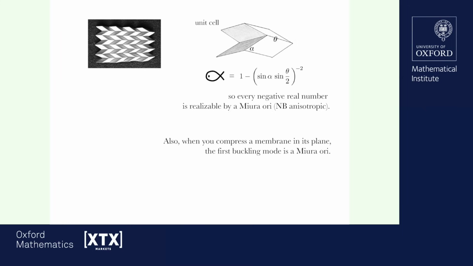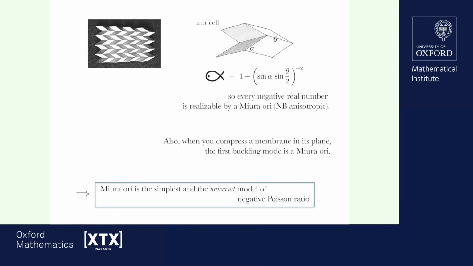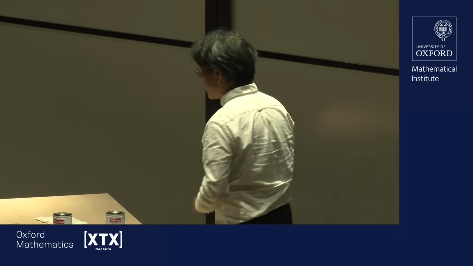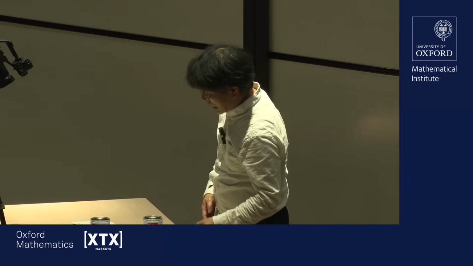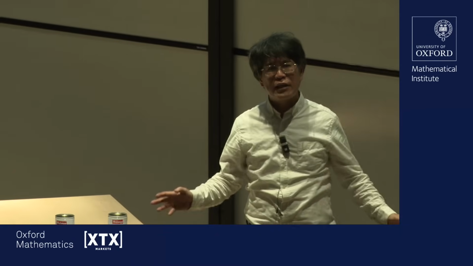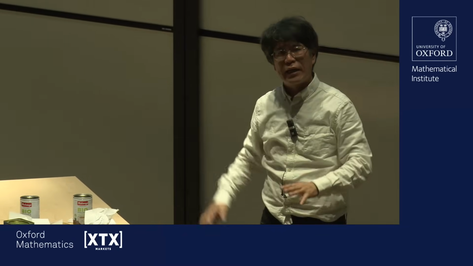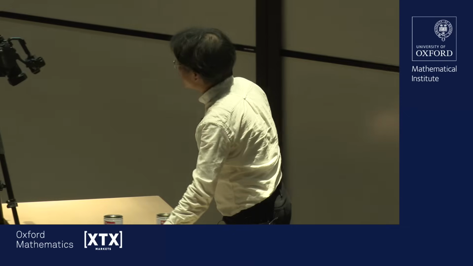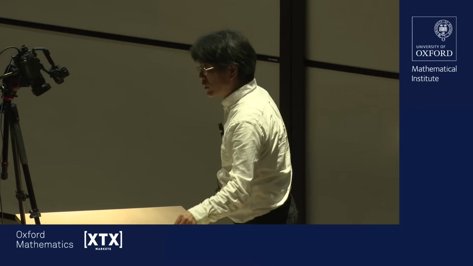So again, Mr. Miura, an extremely imaginative and intelligent person, but we could have asked nature to invent this fold. So far from being just an example, Miura-Ori is actually the simplest and universal model of negative Poisson ratio. At this stage, actually, I realized something. There is a much, much easier way of producing negative Poisson ratio behavior. So far, we have been very clever and very hardworking, try this, try that, we study this and investigate that. But there is a much, much easier way of doing it.